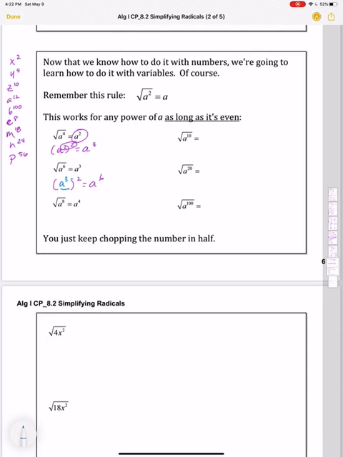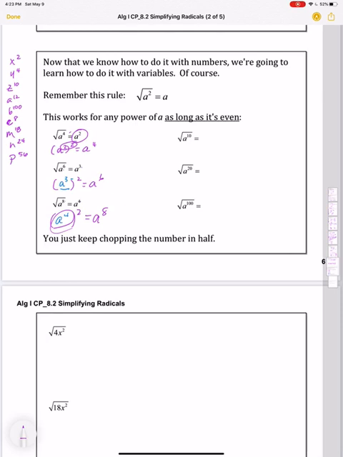What times what gives you a to the 8th? What do you square to get a to the 8th? You have to have a to the 4th, right? 4 times 2 is 8. So what you'll see is 2, 4, 3, 6, 4, 8. You are halving these. You're cutting them in half. So just take that number, slice it in half, and there you go.